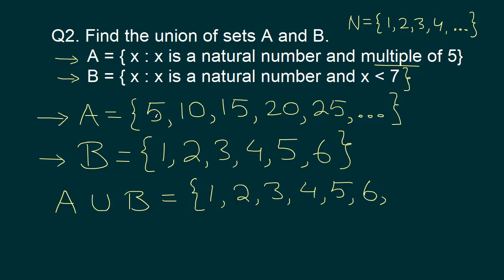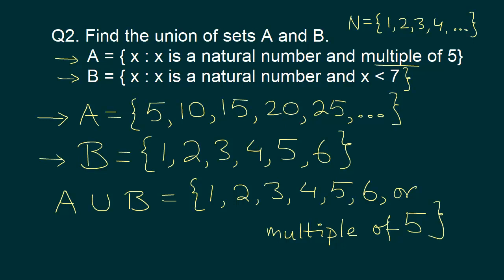Now how do we write all elements of set A? Well, A is simply multiples of 5, right? So we say it is this, or we will say simply multiple of the number 5. So this second part, multiple of number 5, means it will cover all these elements: 5, 10, 15, 20, 25, so on and so forth.